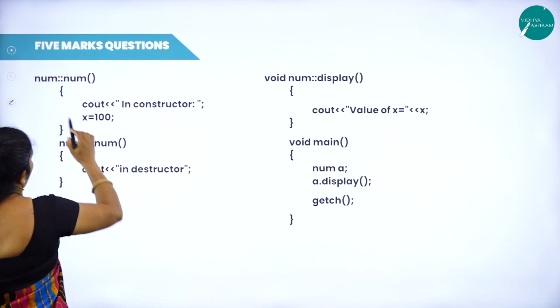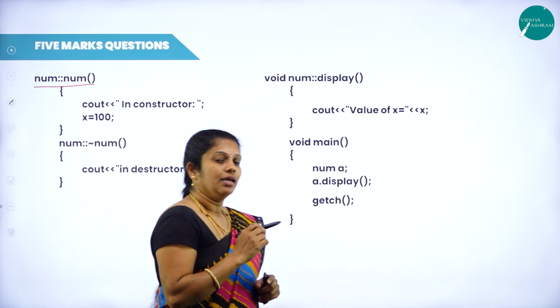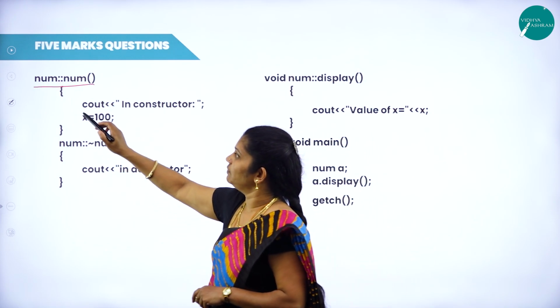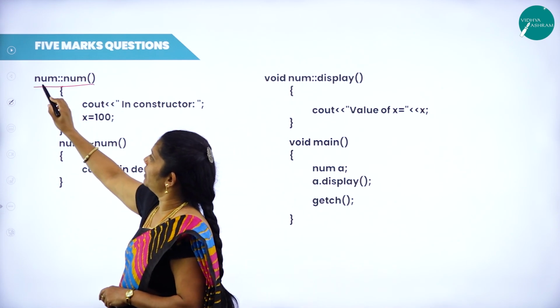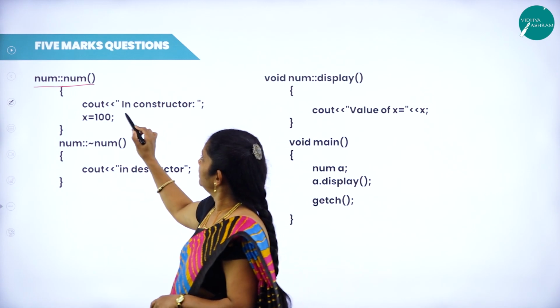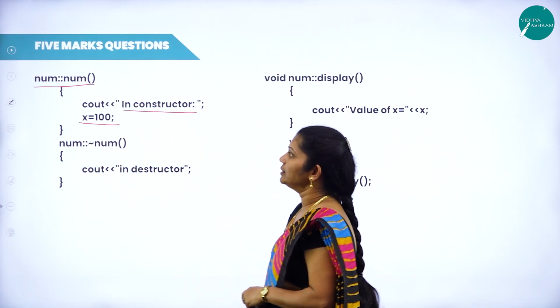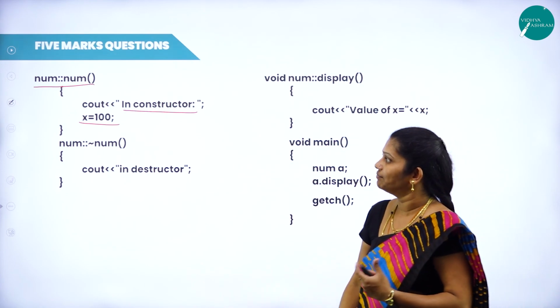Then outside the class, we are writing the definition of the constructor. Here, as I already told you, we don't write any type specifier. That's why we directly start with the class name, and num is the function name. Both are the same, so we write num scope resolution operator num. Then in the constructor we are initializing the value of x as 100. This is the value we initialized for x.